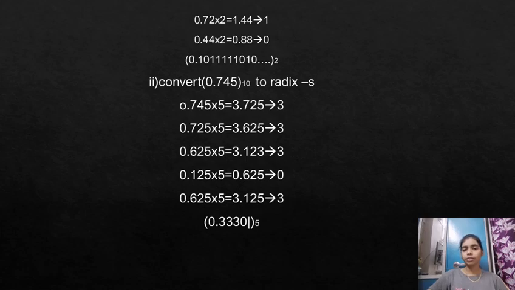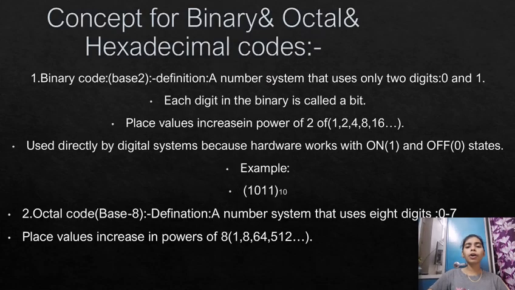Now the concept of binary, octal and hexadecimal codes. Binary code, base 2. The definition of the binary code is a number system that uses only 2 digits, 0 and 1. Each digit in binary is a bit. Place value increases in powers of 2: 1, 2, 4, 8 and 16. It is used directly by digital systems because hardware works with the on state as 1 and the off state as 0.